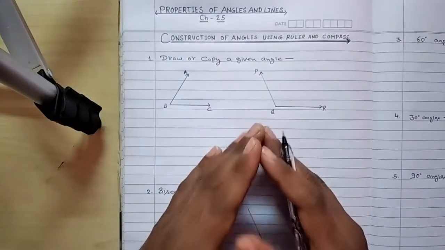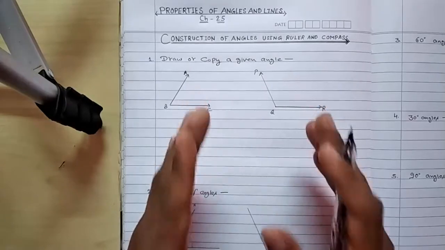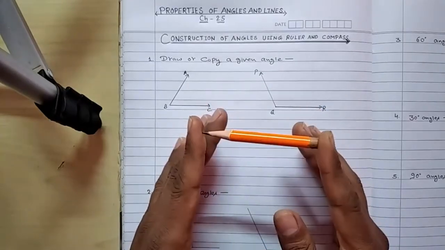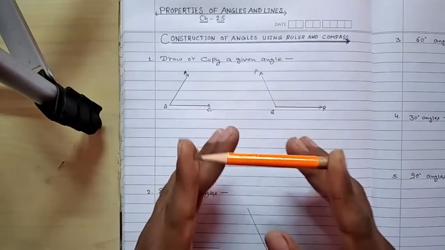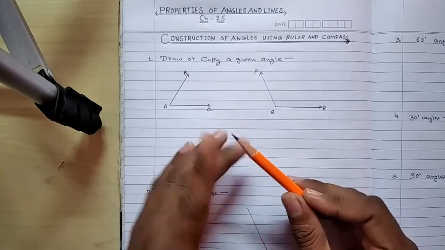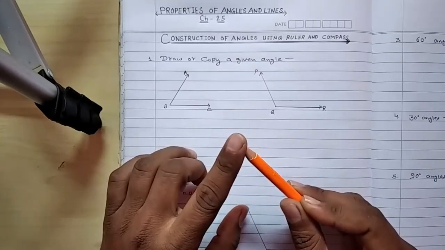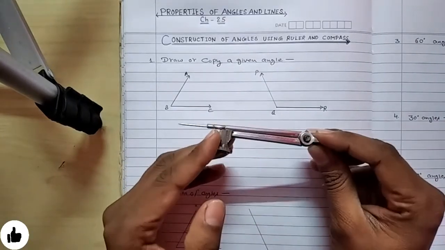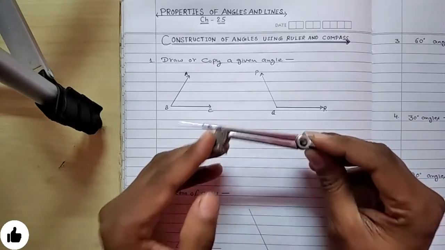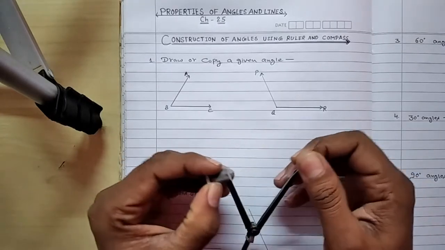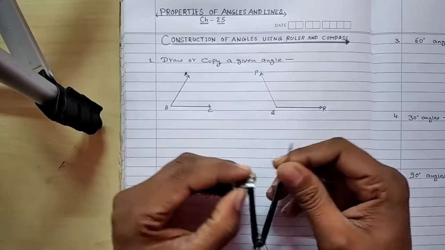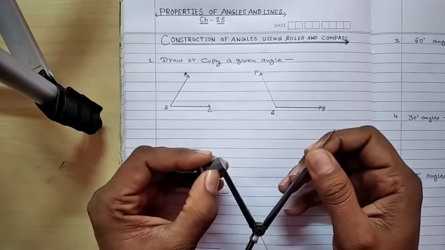But before that I would like to tell you some important things. The pencil which you will use in the construction of the angle should be small and well sharpened. Got it? And the compass which you will use in the construction of the angle should be properly tight. It should not be tighter than enough, and it should not be looser than enough.